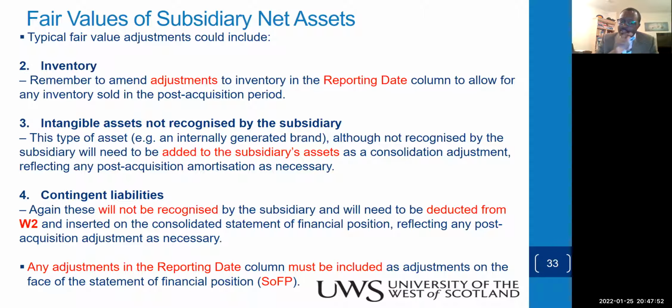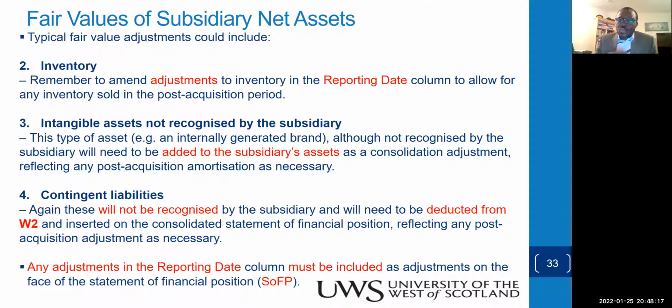Again, current assets could be affected. So look at the inventory. If inventory is affected, we need to provide this adjustment to inventory. Again, in the reporting date column of any inventory sold in the post-acquisition period. Okay, we take an example, you understand it. And when we deal with the intragroup, you better understand it, you get it better.